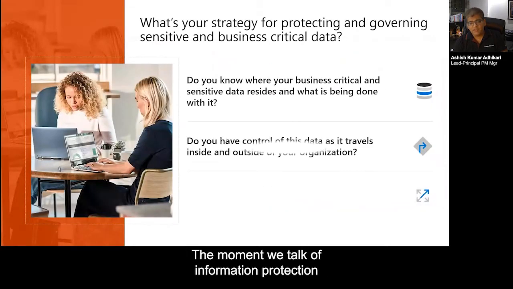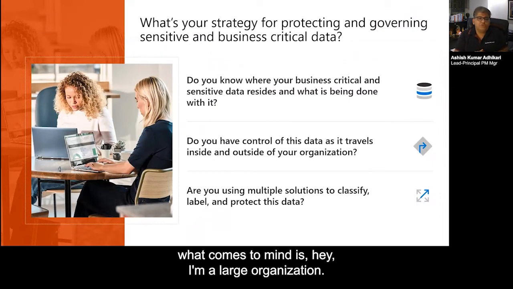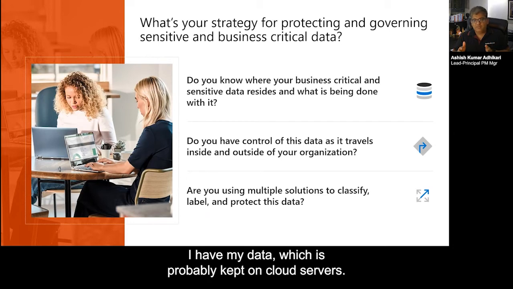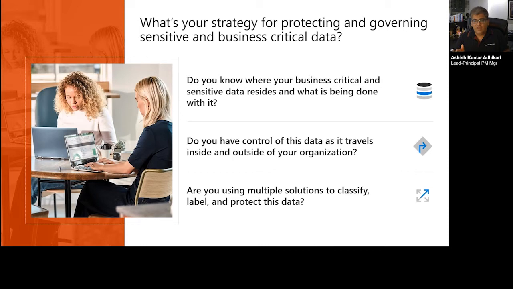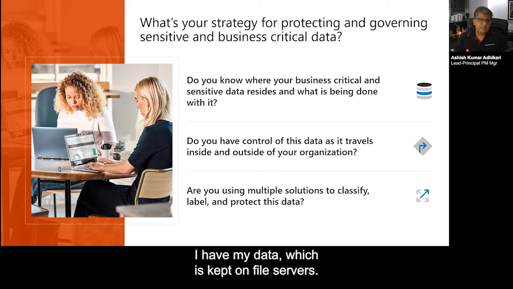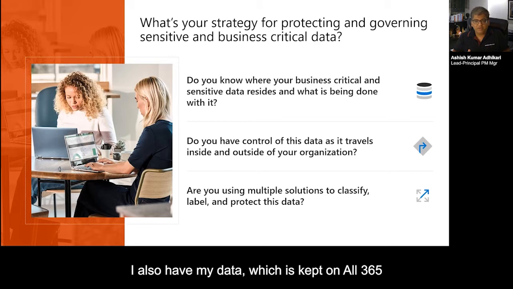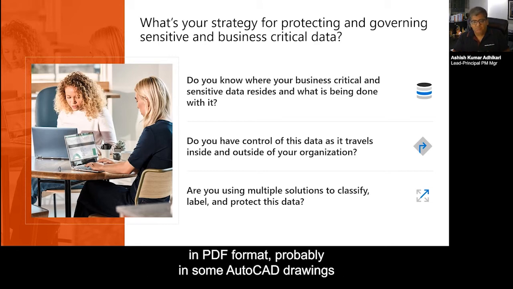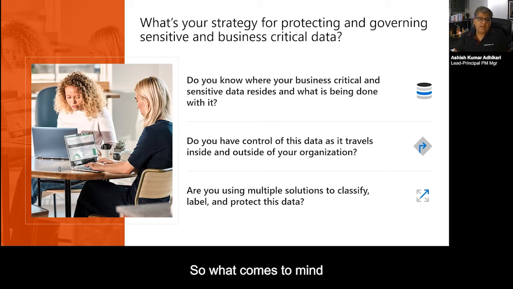The moment we talk of information protection, what comes to mind is, hey, I'm a large organization. I have my data, which is probably kept on cloud servers. I have my data, which is kept on file servers. I also have my data, which is kept on O365 in PDF format, probably in some AutoCAD drawings. I have some critical design patents, which are there. So what comes to mind as you think about this is, what's your strategy for protecting and governing all this data? And let's classify the data which comes to the mind automatically.